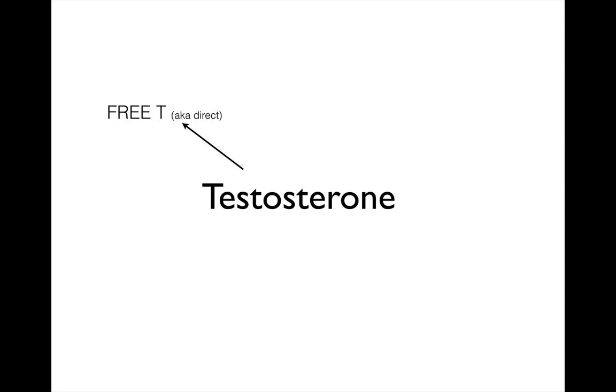Testosterone levels in the body are oftentimes bound or unbound. The bound testosterone is not usable. Only the free testosterone, or what we call free T or direct T, is usable by the body. Now, testosterone can be bound to SHBG, which is called sex hormone binding globulin, which binds testosterone very tightly.